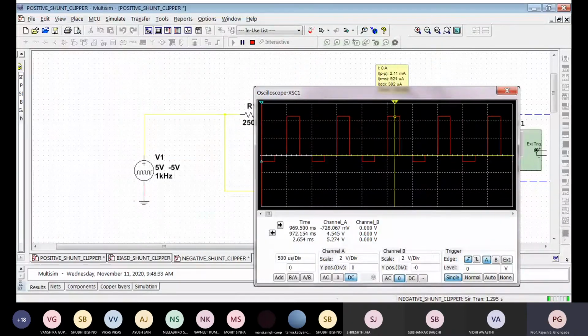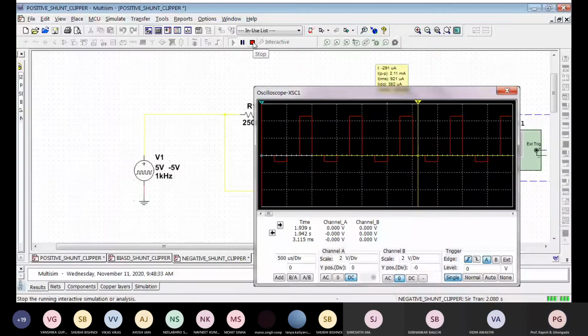Guys, is that okay? Yes, sir. You were not audible. All right. So I was saying that the negative half cycle was clipped off, and the voltage over here was about 0.7 volts, which was expected, minus, of course. So this is showing me minus 728 millivolts. So it is satisfying whatever the design criteria is.